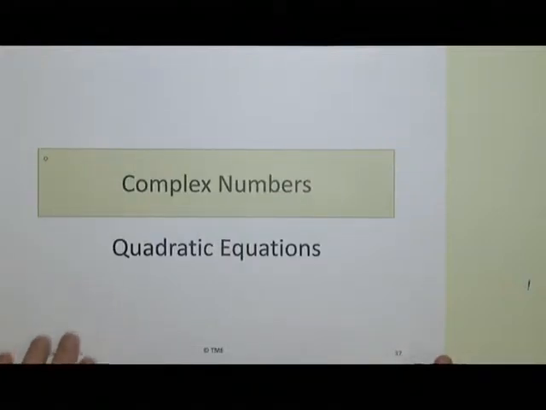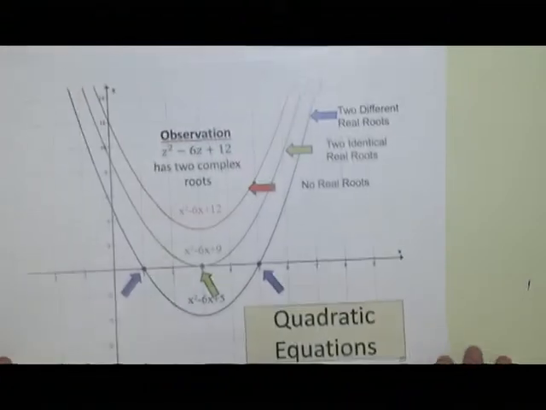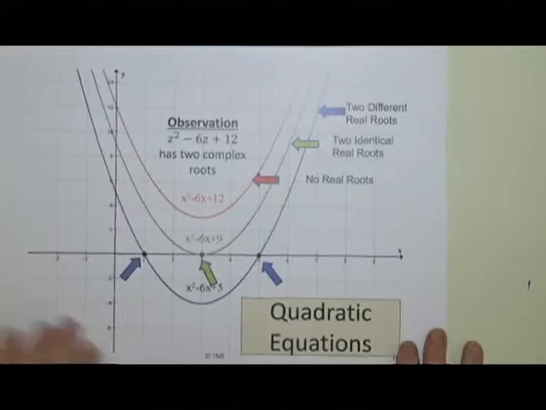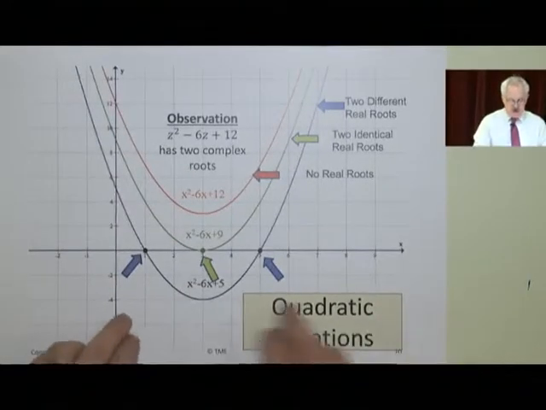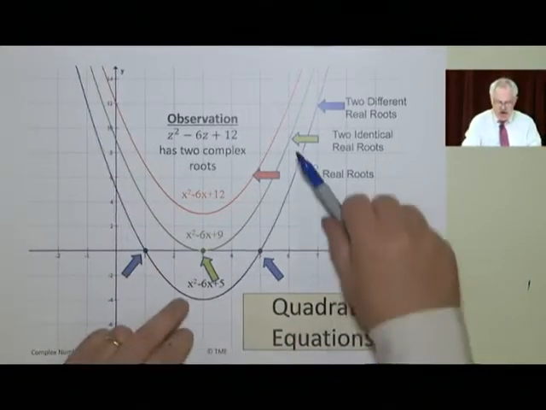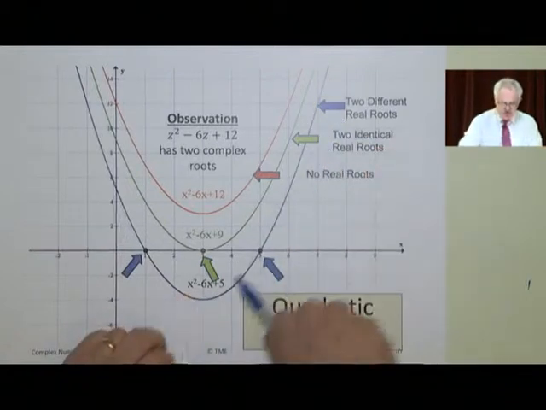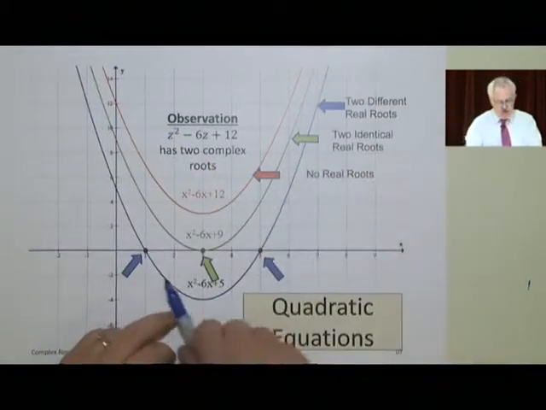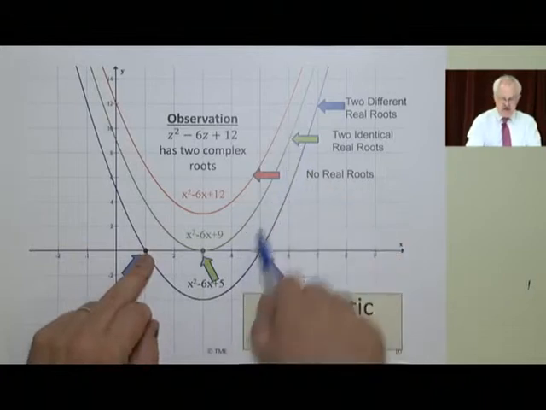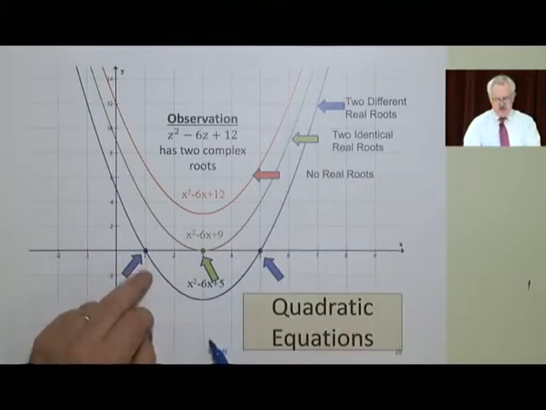We now look at complex numbers in terms of quadratic equations. You've done a lot of quadratic equations. Here's an example of a standard quadratic equation, x squared minus 6x plus 5. And you can see that it has roots on the x-axis. It crosses the x-axis twice.